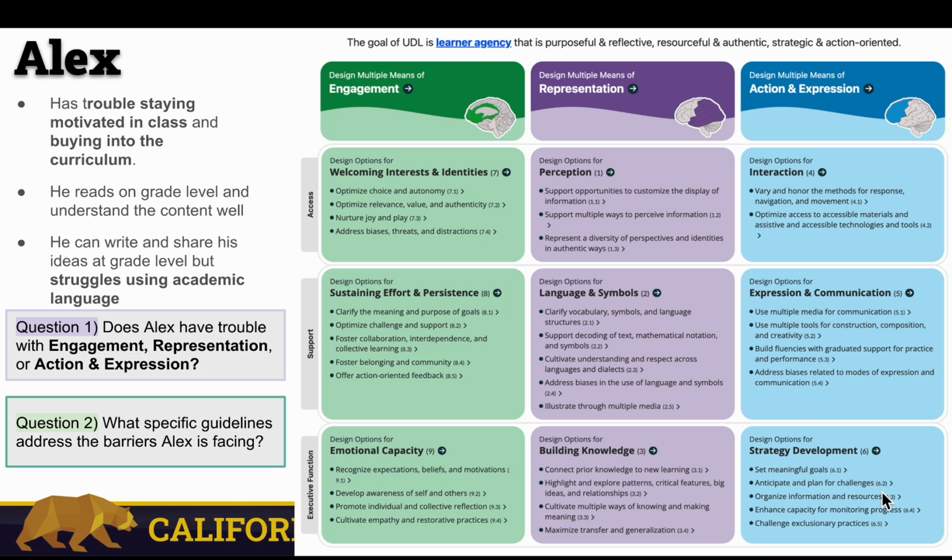So when I look at it again through the lens of barriers, I know that this is the profile that fits Alex based off of my experience as his teacher or as the person supporting him. And so I know that I have to tap into engagement, and then for action and expression, I'm going to be down here to support him.